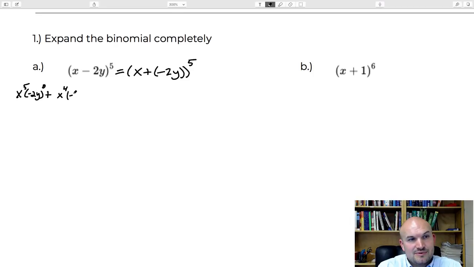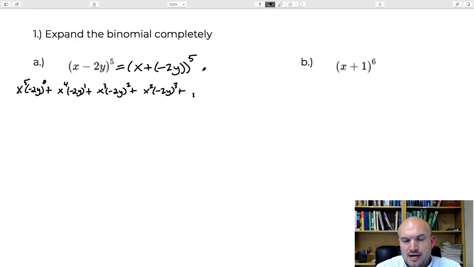So therefore, the next one is negative 2y to the 1st plus x cubed, negative 2y to the 2nd plus x squared, negative 2y to the 3rd plus, let's see, it's going to be x to the 1st. So I'm going to write x to the 1st on this one just so we can see. I could use parentheses for the x's, but it's not really necessary.